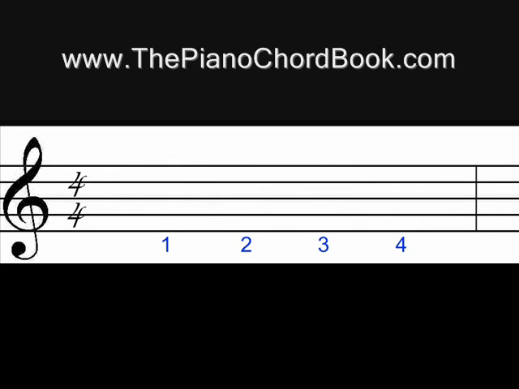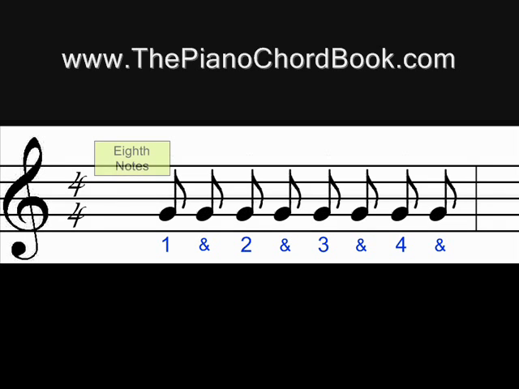So if we were to take a quarter note and divide it in half, we would get an eighth note. We use the word "and" in between each beat to represent the subdivision of the eighth notes. So instead of just counting the beats 1, 2, 3, 4, we would count them as 1 and 2 and 3 and 4 and. Eighth notes look like quarter notes, except they have one tail or one flag on them.